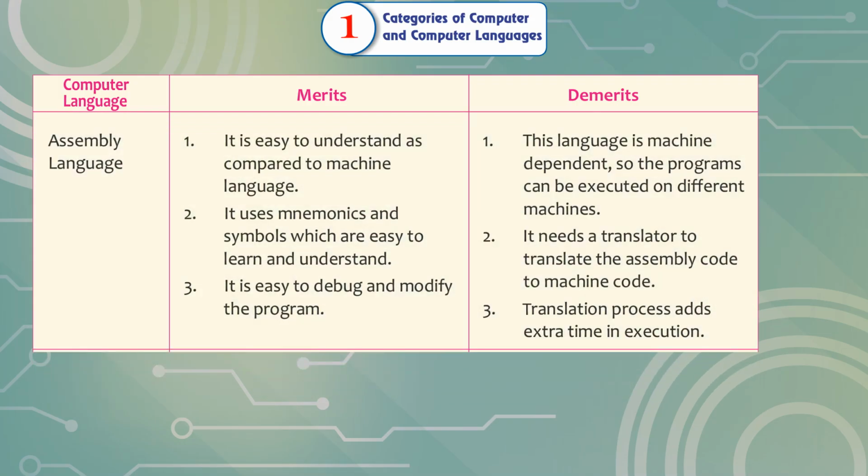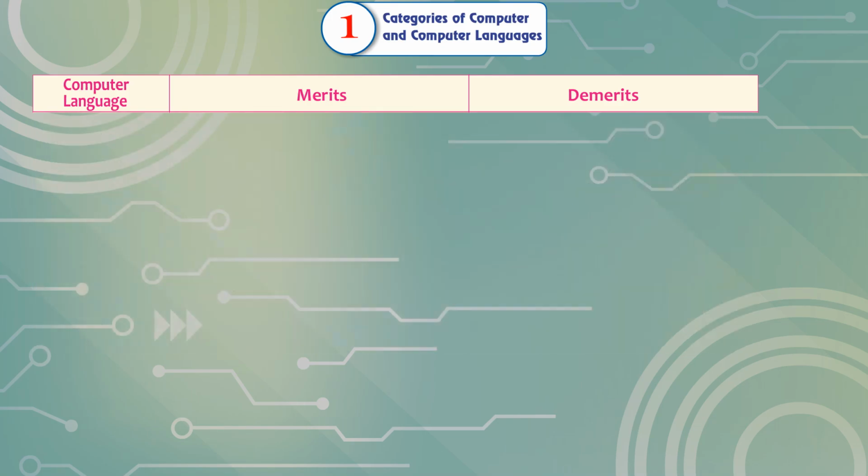Assembly language. Merits: One, it is easy to understand as compared to machine language. Two, it uses mnemonics and symbols which are easy to learn and understand. Three, it is easy to debug and modify the program. Demerits: One, this language is machine dependent, so the programs cannot be executed on different machines. Two, it needs a translator to translate the assembly code to machine code. Three, translation process adds extra time in execution.